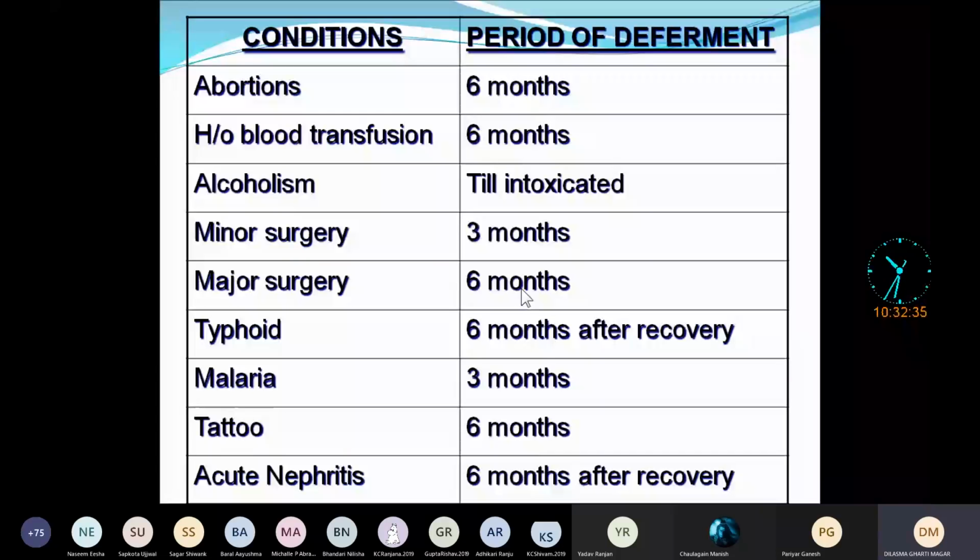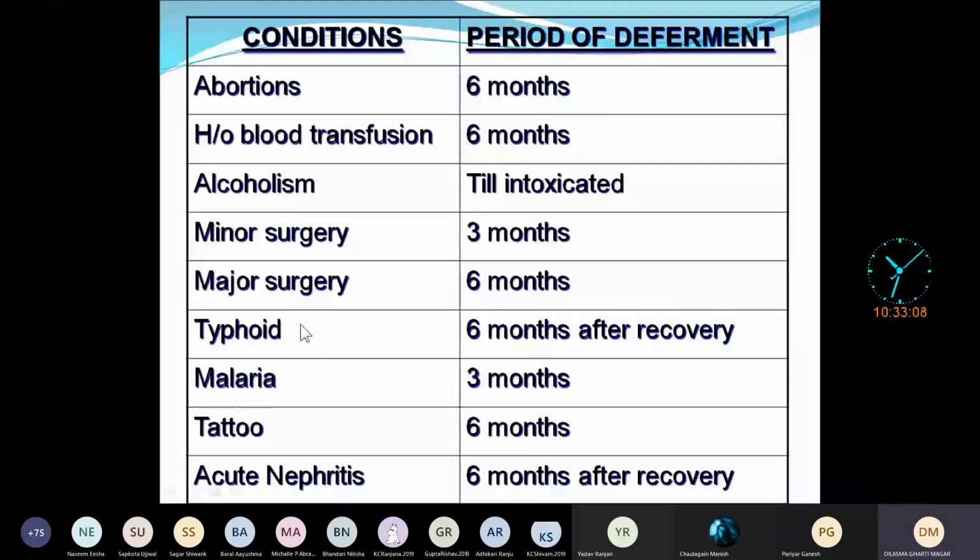Actually, minor surgery means whenever a person is having a local anesthesia. Understood here? Wherever the surgery is done, only that part is anesthetized. That is known as the minor surgery. And major surgery means whenever general anesthesia, the person will not know anything. That is known as the major surgery. So when a person has gone under major surgery, the blood should not be taken for 6 months.